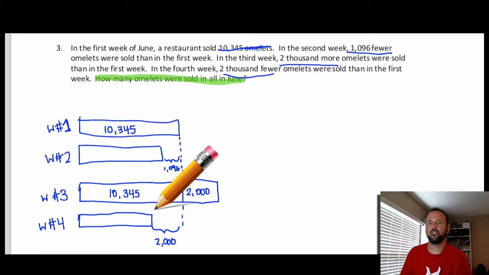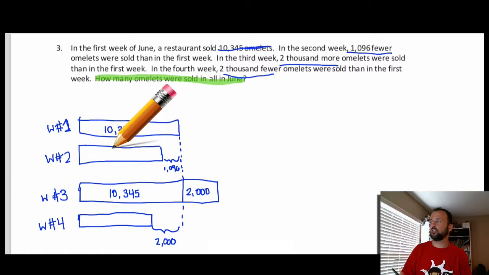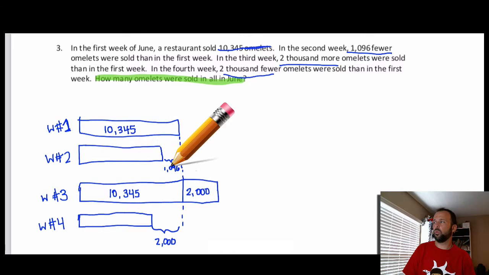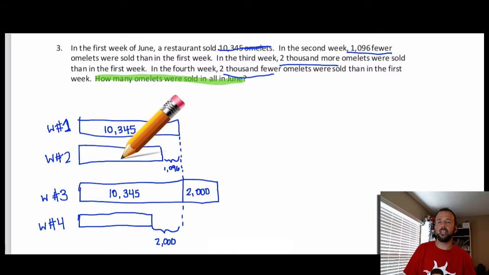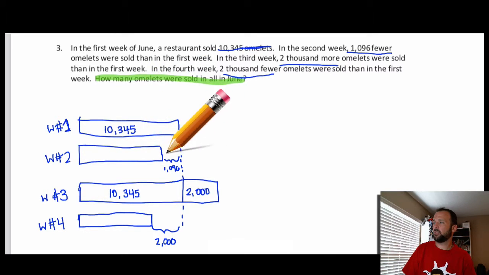All right, there's a couple interesting things going on in this problem, and definitely more than one way that we can solve this problem. So there's different ways we could do this for sure, but the first thing I'm going to do, I'm going to go in order here, and I'm going to figure out what my week 2 is, right? I know what week 1 is. I want to know what week 2 is. So to do that, I'm going to have to take my week 1 and subtract this little piece from it, the 1,096.